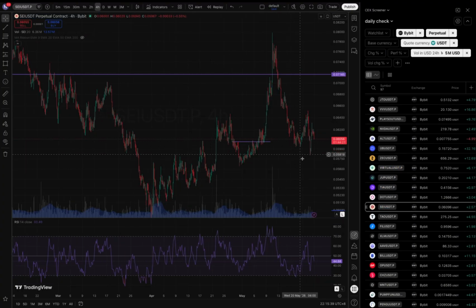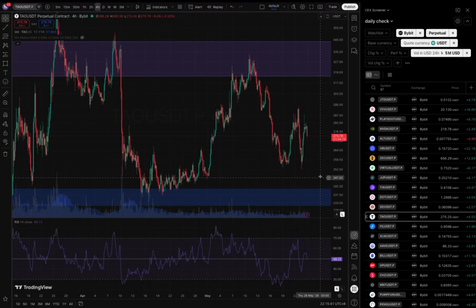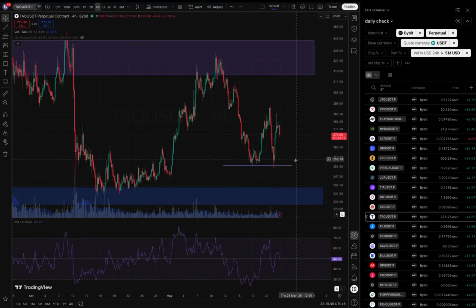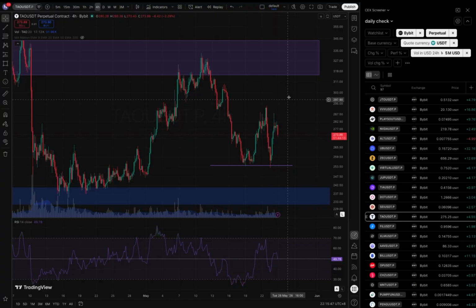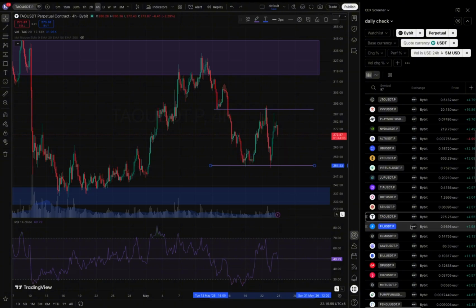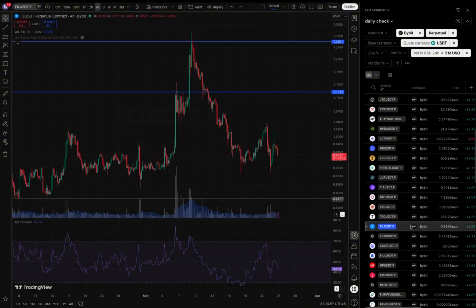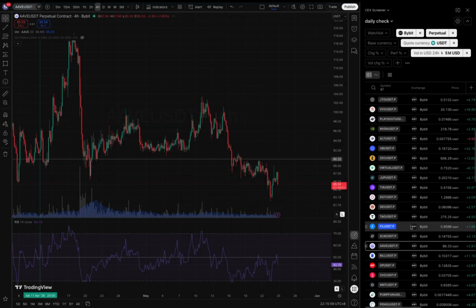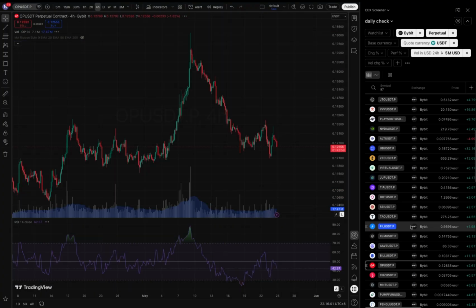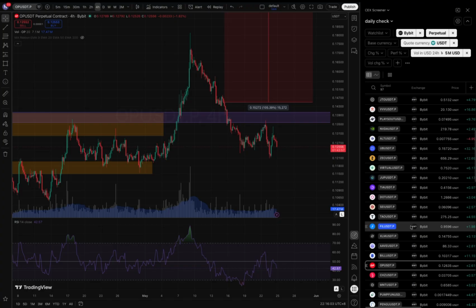Say tau. There's a bottom here, top here, right? There's your range. Where it will go, I don't know. AVE, OP, whatever this coin is.